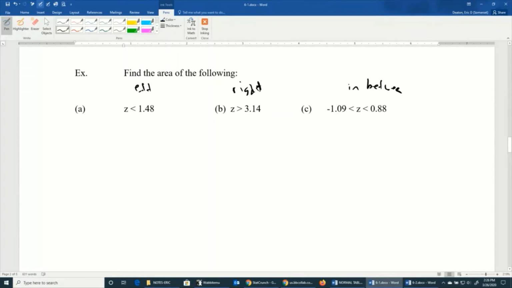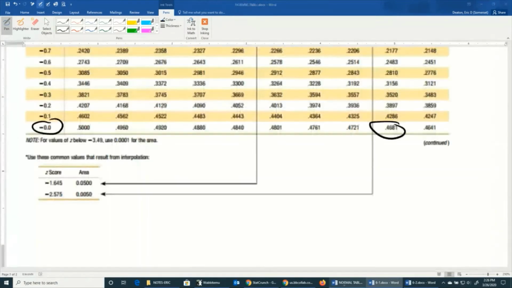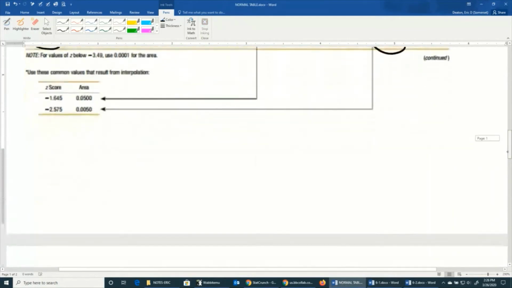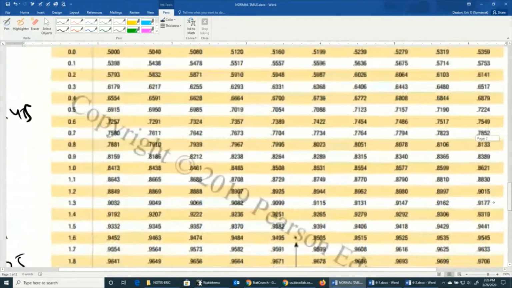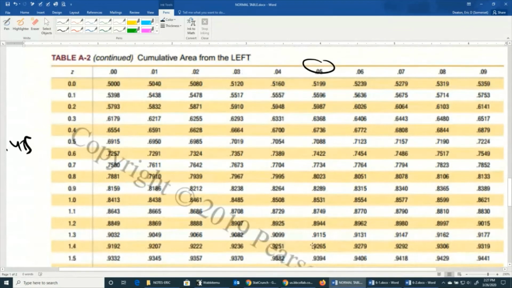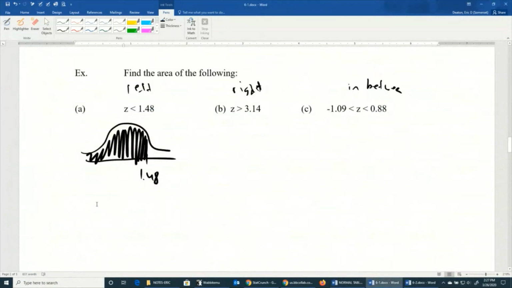So what I'm going to do first is draw a picture. I'm feeling more and more like Bob Ross every day. So 1.48, let's draw a picture. Oh yeah. 1.48, less than, to the left. I'm going to shade it in. And so we can use our table. Just go to 1.48. There's 1.4. We'll go all the way over, and there's the 8. So 0.9306 is the table value.